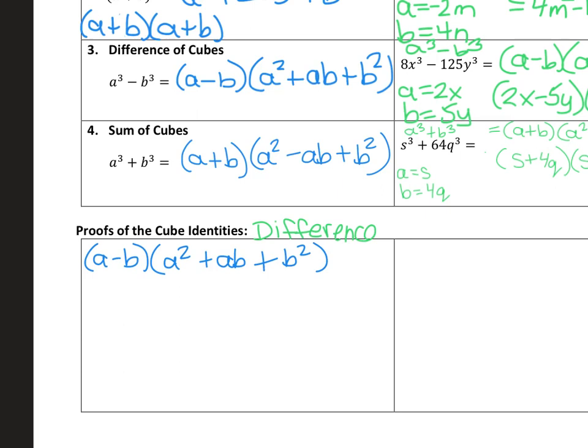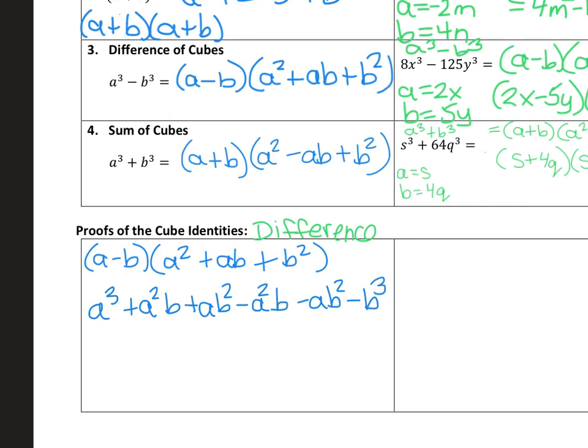and then I'll move over to negative b. So a times a squared is a cubed, a times ab is a squared b, a times b squared is ab squared. Now it's the negative b term. Negative b times a squared is negative a squared b. Negative b times positive ab is negative ab squared. And negative b times a positive b squared is negative b cubed.